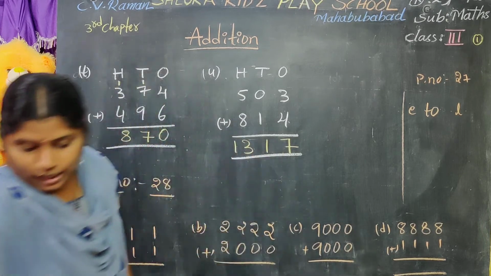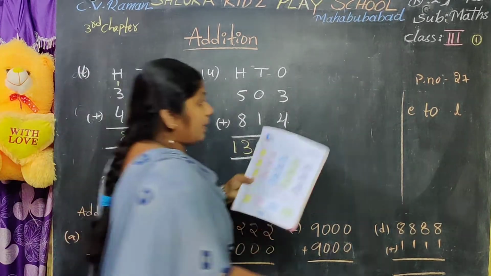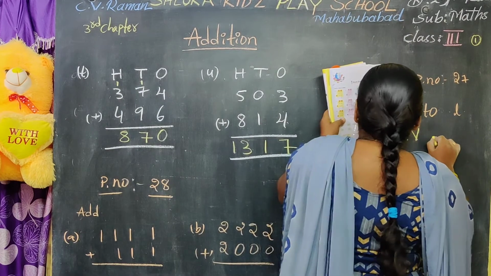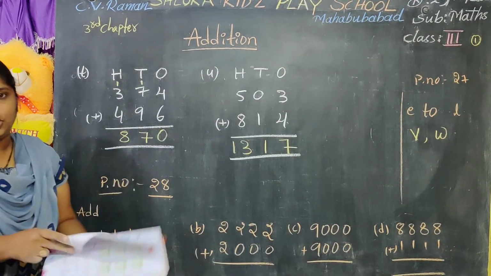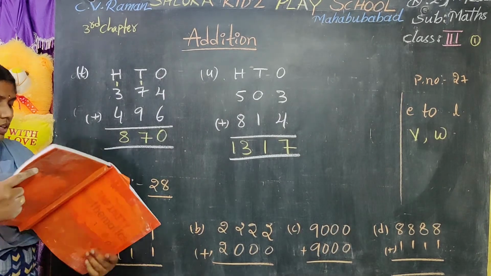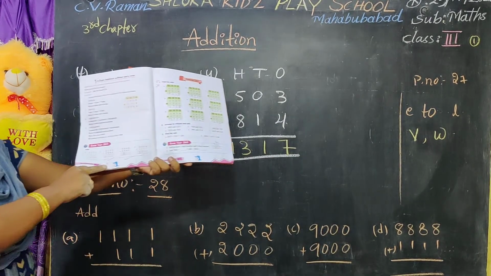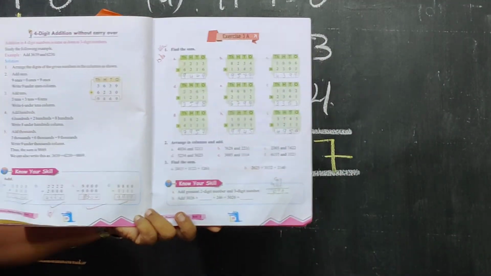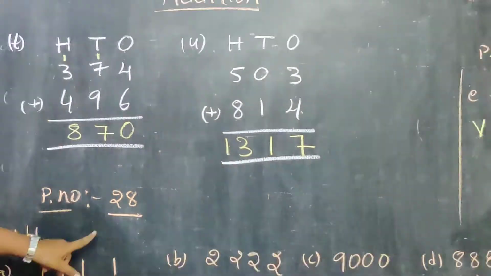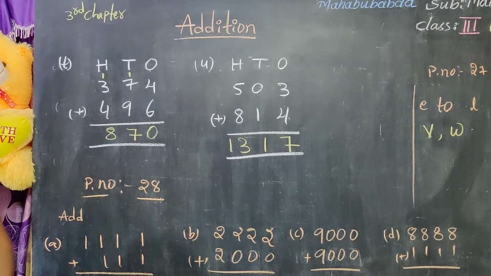So next two problems, V and W problems. Solve them yourself in your textbook. Those are homework. And next, on page number 28, you have Know Your Skill. I wrote here, additions. These are also additions.